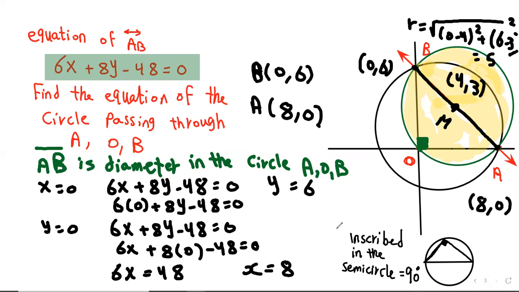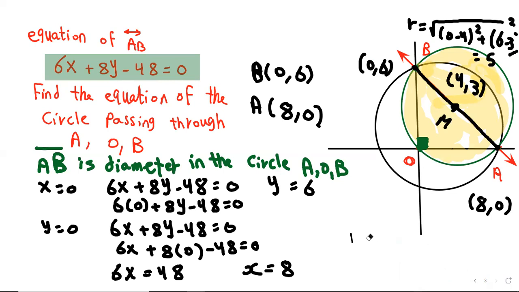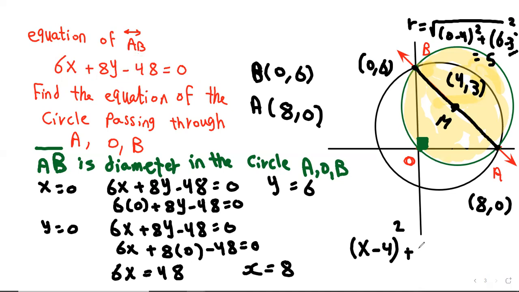Now we can write the equation of the circle. We can write it simply: x minus 4 to the power of 2 plus y minus 3 to the power of 2 equals r to the power of 2, which is 5 to the power of 2.